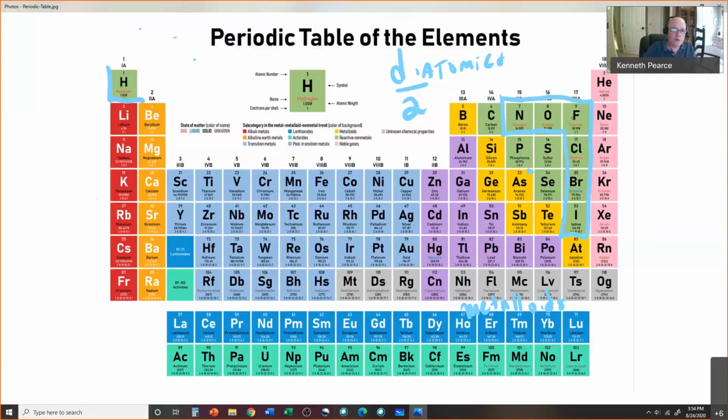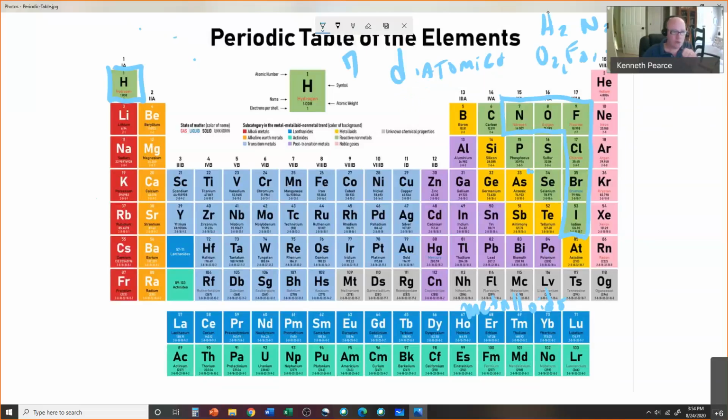And hydrogen. So these guys appear as like H2, N2, O2, F2, and so forth. And there are 7 of them. There are 7 diatomics. Okay, there are 7 diatomics. You need to memorize the location.